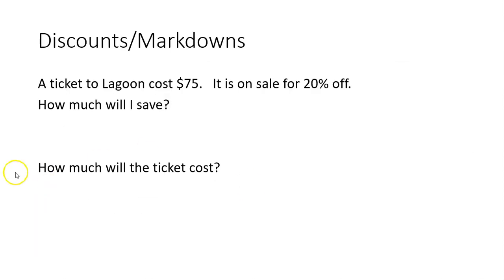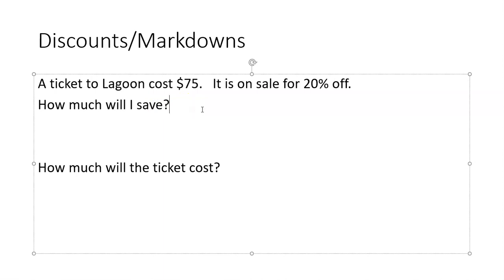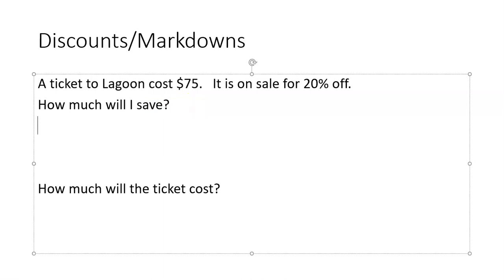$31.50. A ticket to Lagoon costs $75, on sale for 20% off. Take that 20%, make a decimal, 0.20 times $75, and that gives me a savings of $15. How much will the ticket cost? $75 minus the $15 means I'm actually going to pay $60 for the ticket to Lagoon.